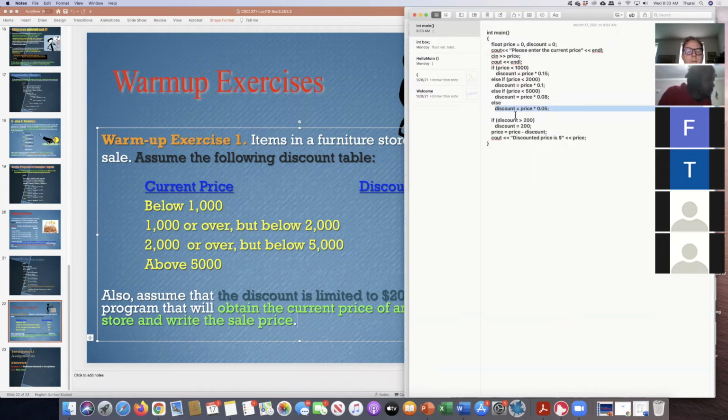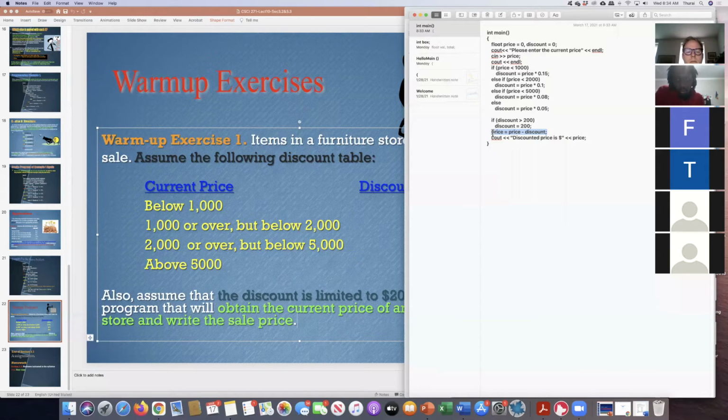And when that is done, you need to make sure that the discount is not over 200. So that's what the student is doing. If discount is over 200, put the 200 in the discount. That's the easiest way, and it's clear for any reader what's going on. After that, take away the discount from the price and put it back in price. That's your new price. So you should do that only after making sure the discount is not over 200.